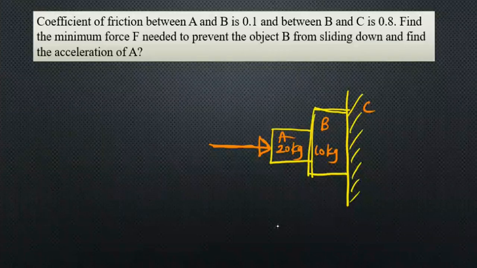The coefficient of friction between A and B is 0.1 and between B and C is 0.8. Find the minimum force F needed to prevent the object B from sliding down, and find the acceleration of A.